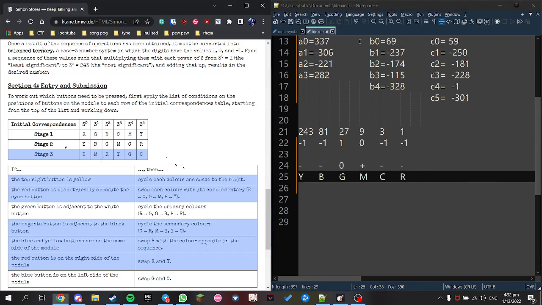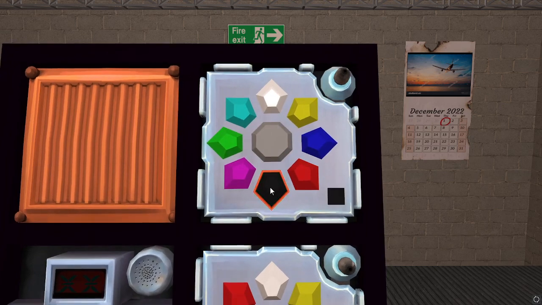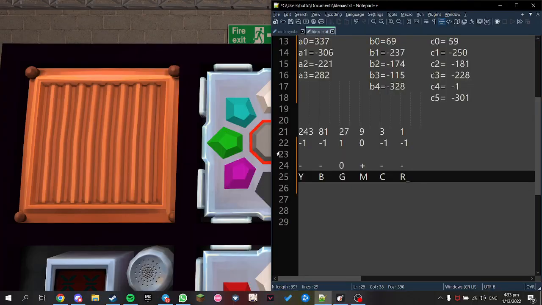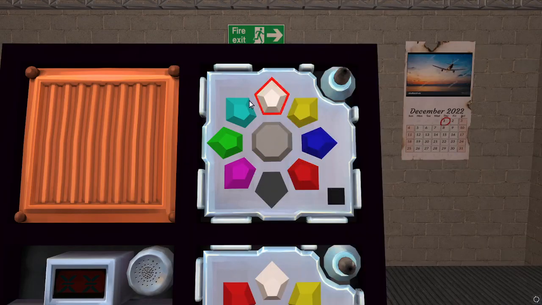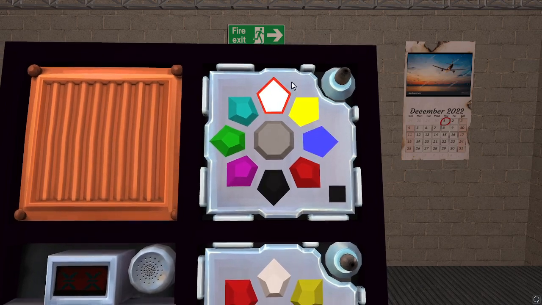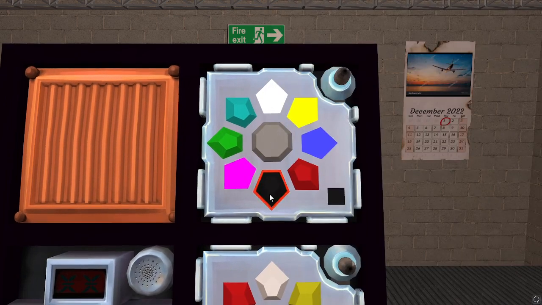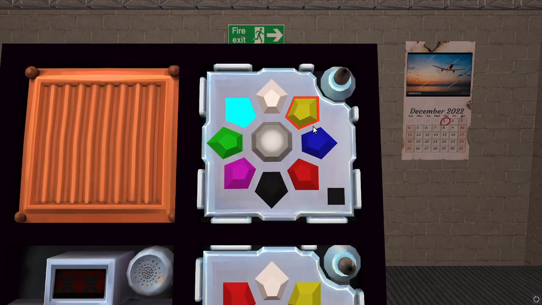Okay, moment of truth. Let's see if I first try this. Yellow, blue, magenta, cyan, red. Poggers!